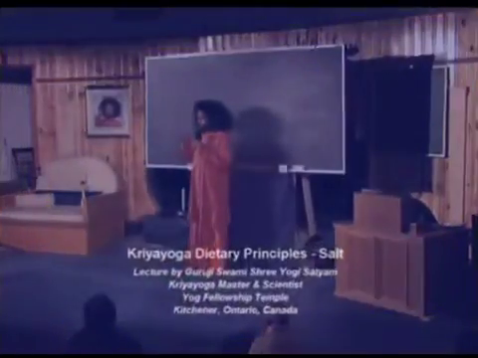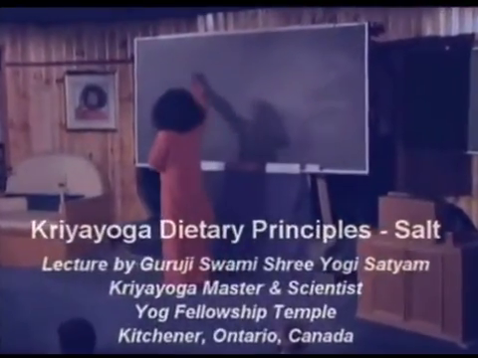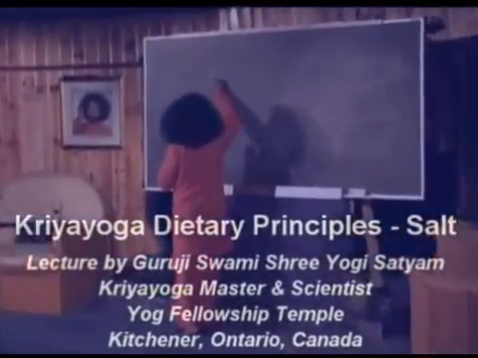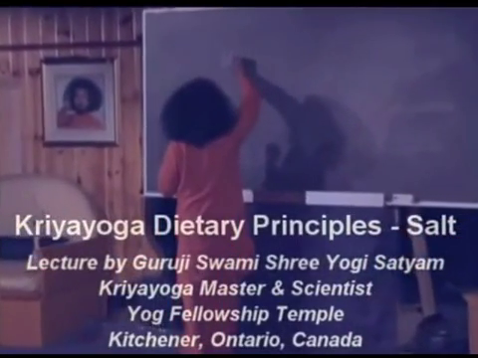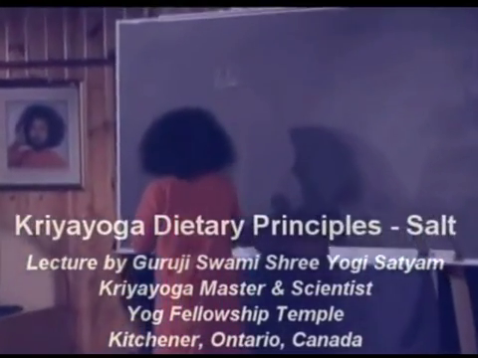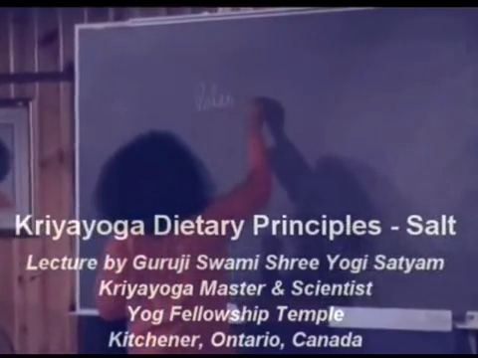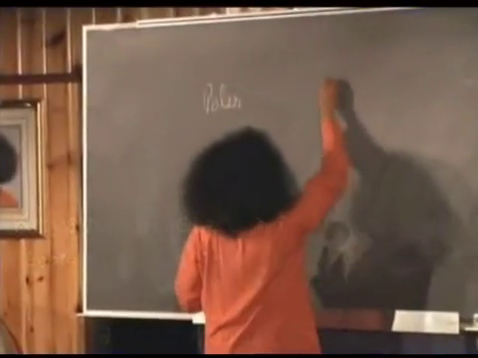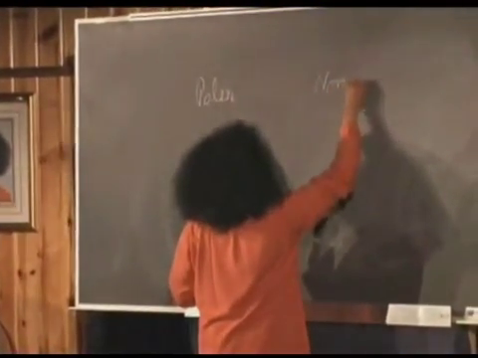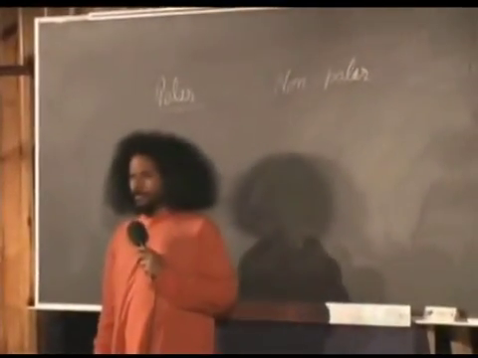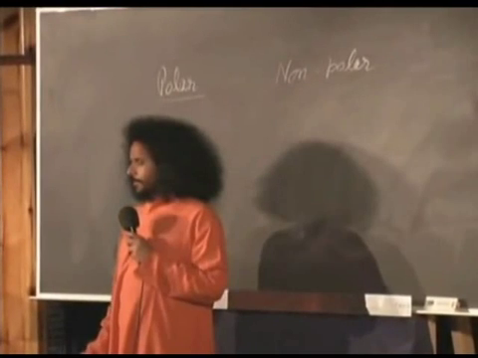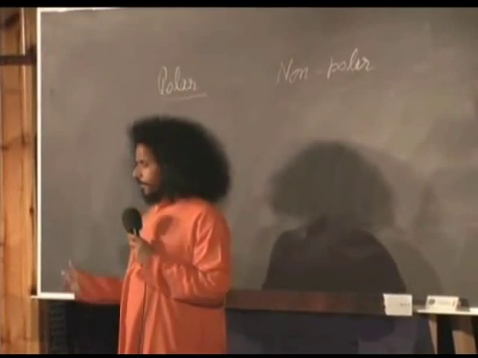We are having two kinds of food. One is called polar, and second is called non-polar. Polar means molecules whose structure gives the perception of polarity, that there is polarity within.